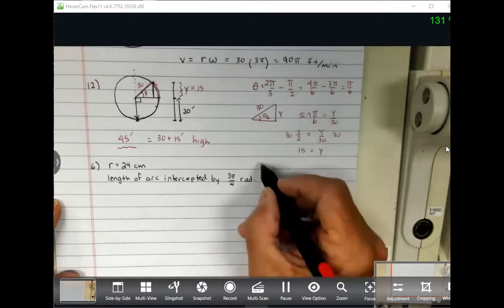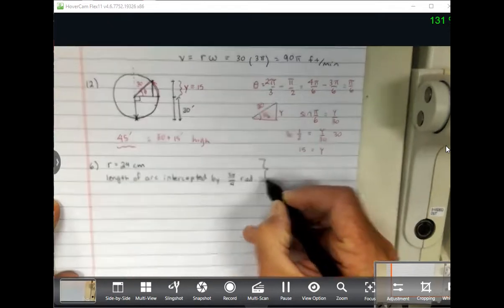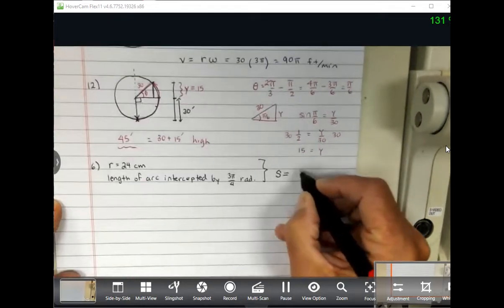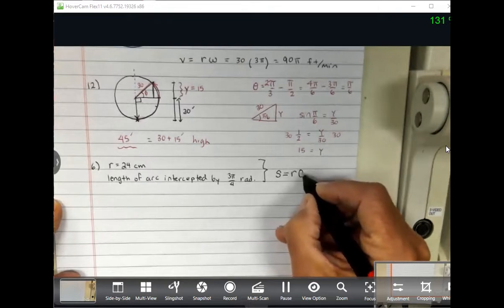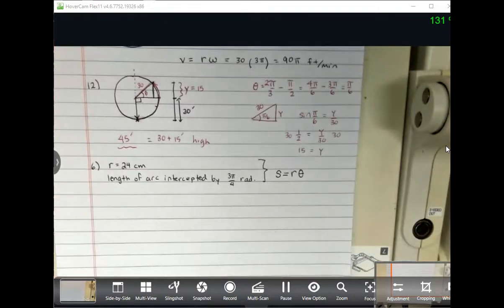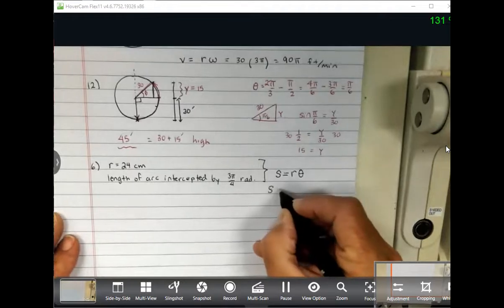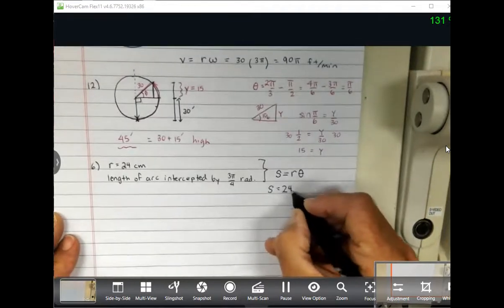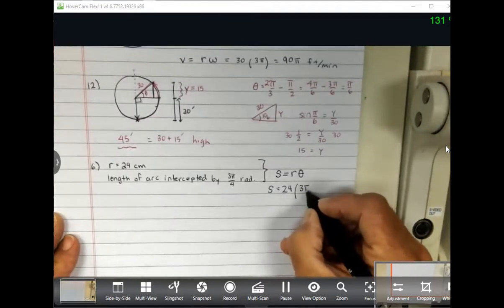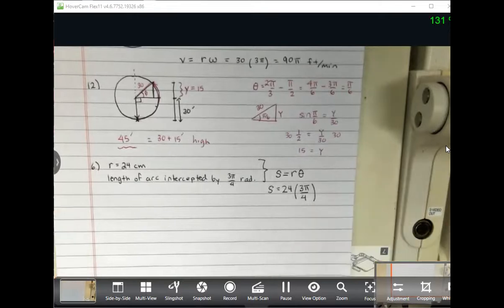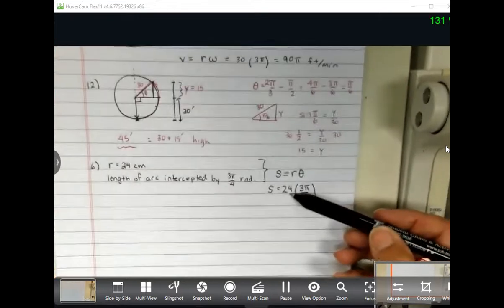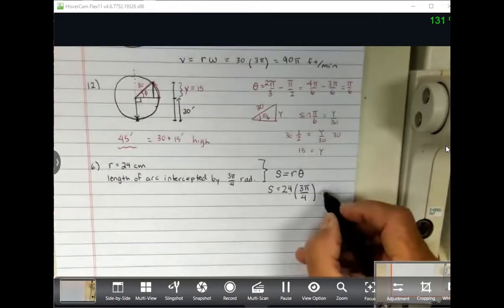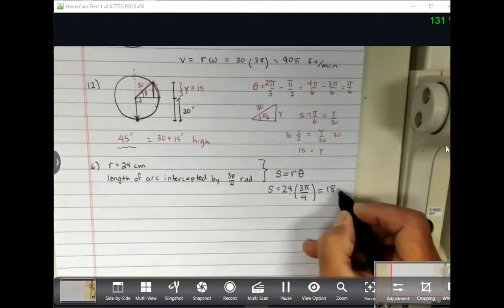So that one uses the formula arc length is r times theta. So this one was a quickie. You just multiply the 3 pi over 4 with the 24. Four goes into 24 6 times. 6 times 3 is 18. So the arc length is 18 pi centimeters.